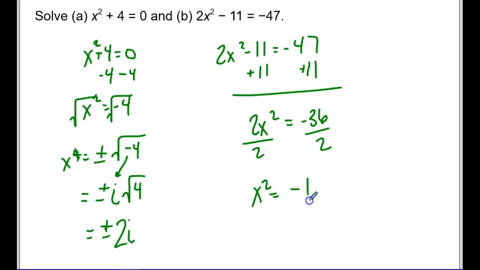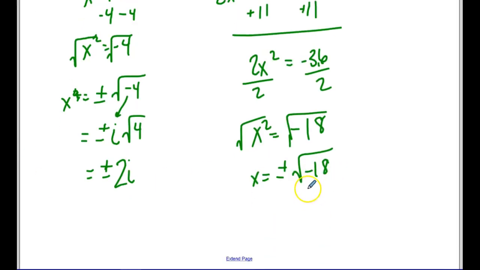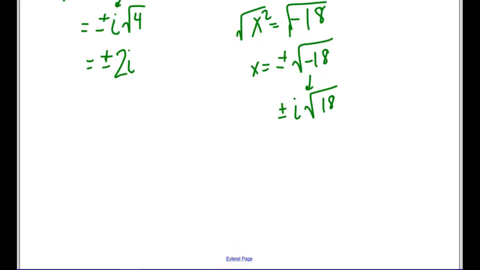2 goes into 3 one time, there's 1 left over, 18. So now we're going to square root both sides. So I have x equals, and when I square root, plus or minus the square root of a negative 18. So when I have this negative, I go ahead and I pull out my i. So I have plus or minus i times the square root of 18. So let's go ahead and simplify this square root of 18 if we can.